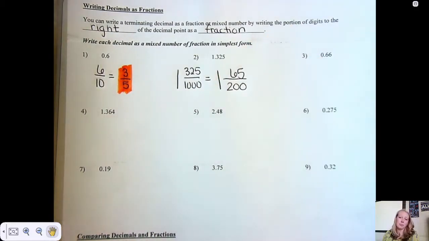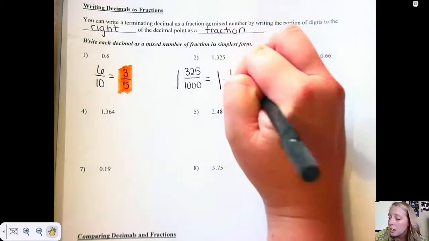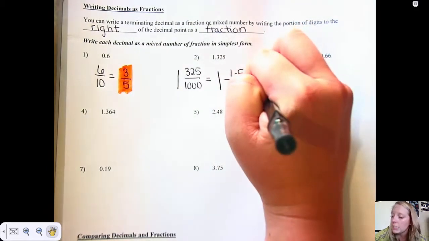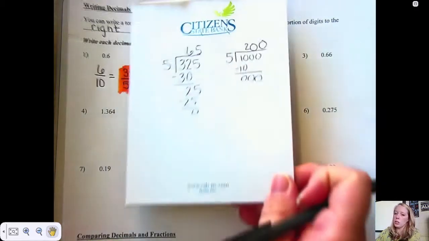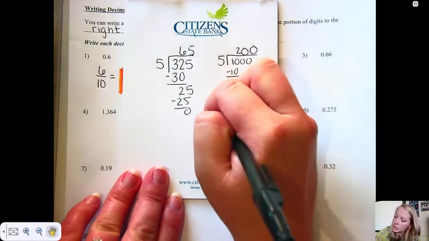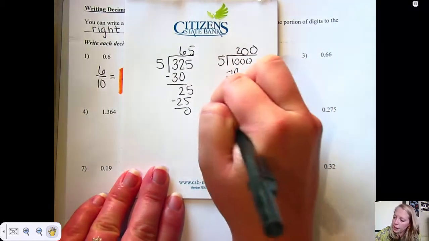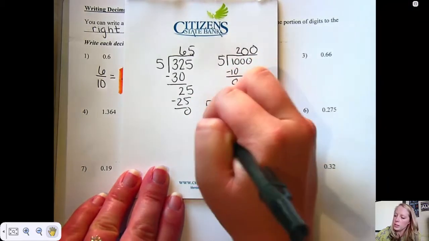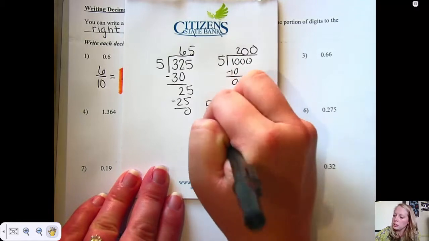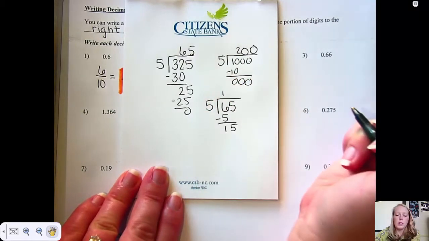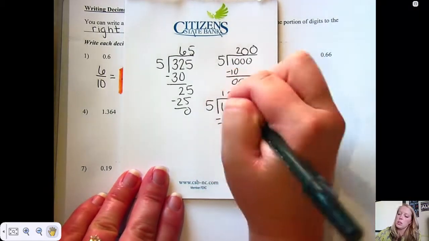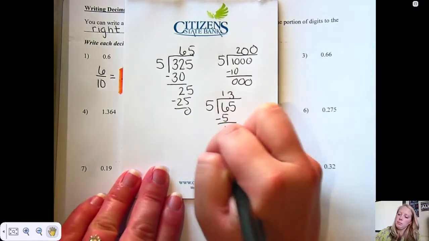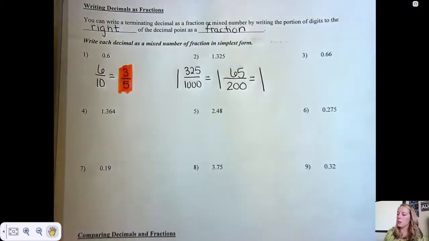Now wait. There's still something else that you can divide both of those by. They would divide by 5 again. Well, if you are unsure, get your scrap paper out. And 65 goes in the box. 5 goes out. 5 goes into 6 once. 15, 3 times, and it goes in exactly. So your numerator is now going to be 13.